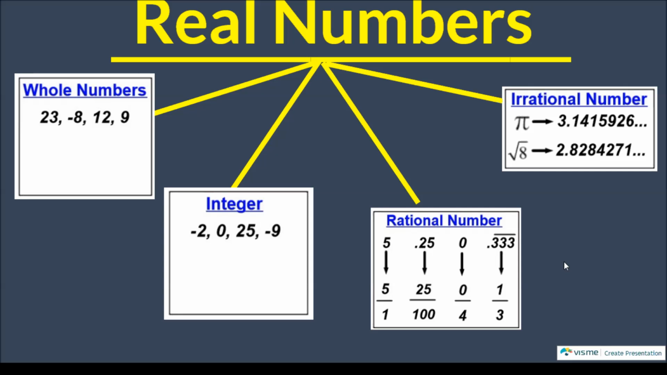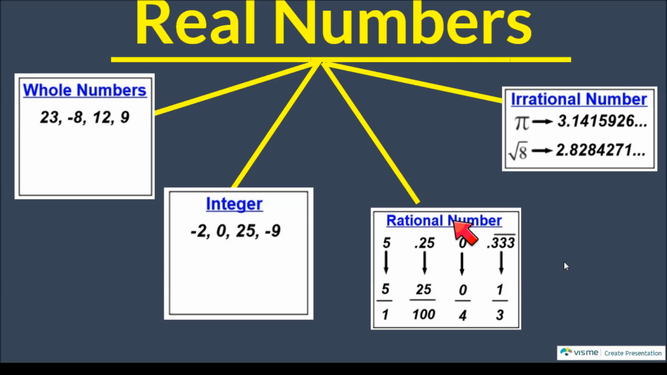Now that we've had a chance to write this down, let's break down our examples. At the top left, one more time, we have whole numbers. Everybody say whole numbers. Remember, whole numbers can't have a decimal or a fraction. None of our examples here have a decimal or a fraction: 23, 8, 12, and 9. They're just whole numbers. Let's go down to integer. Everybody say integer. To be an integer, you have to be a whole number, so no decimals or fractions. You can be positive, like 25, or negative, like -9 or -2, or 0. So 0 is included. 0 is an integer. One more time, everybody say integer.